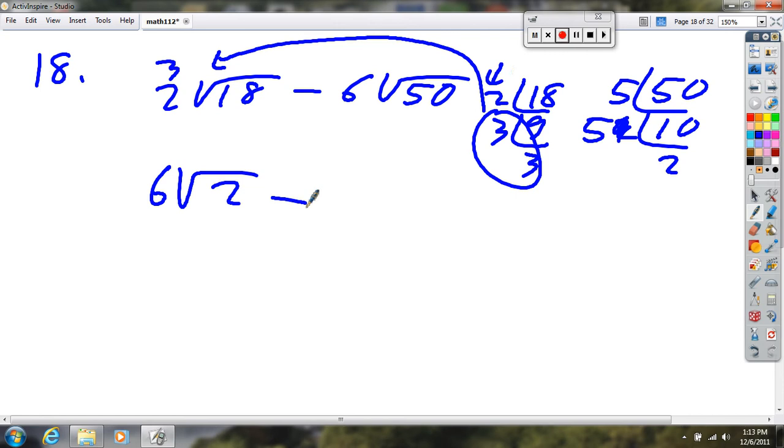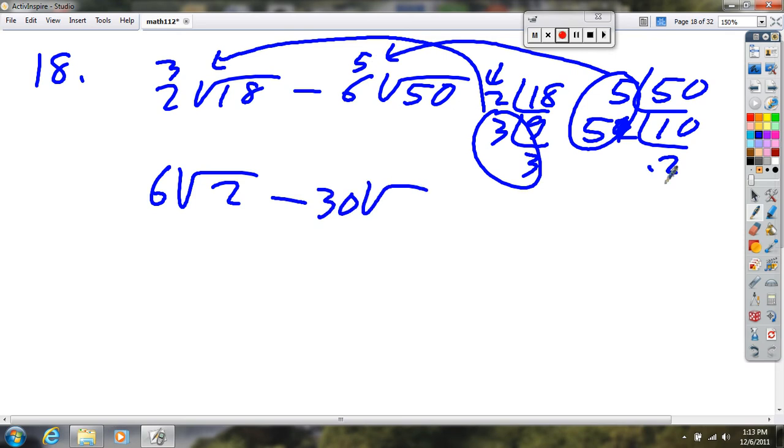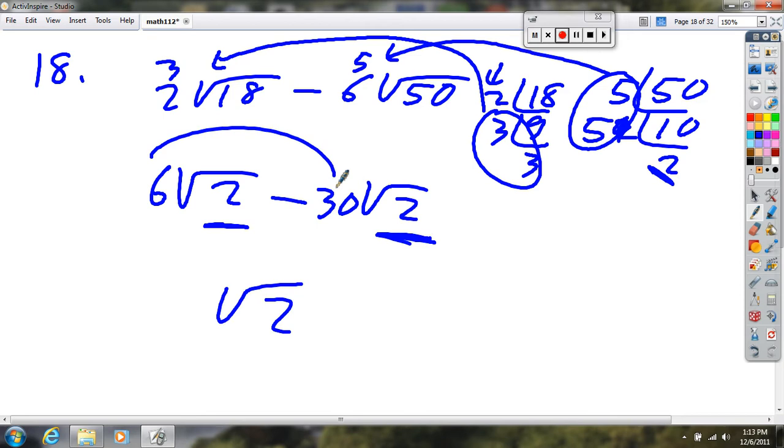Minus. Here's a pair of 5s. So they're going here with the 6. 5 times 6 is 30. What's not circled? A 2. Square root of 2. Are the radical signs, the numbers inside the radical the same? Yes. So I keep the square root of 2 and I add the numbers in front. What is 6 plus a negative 30? Negative 24.